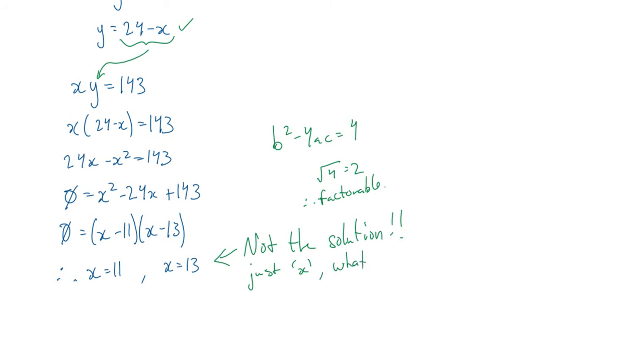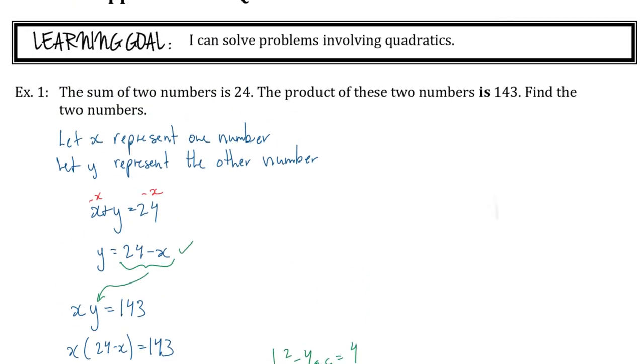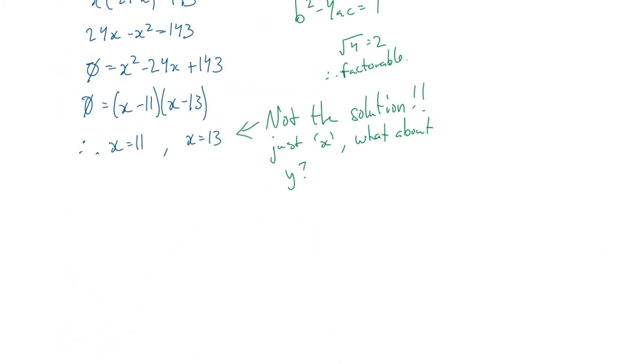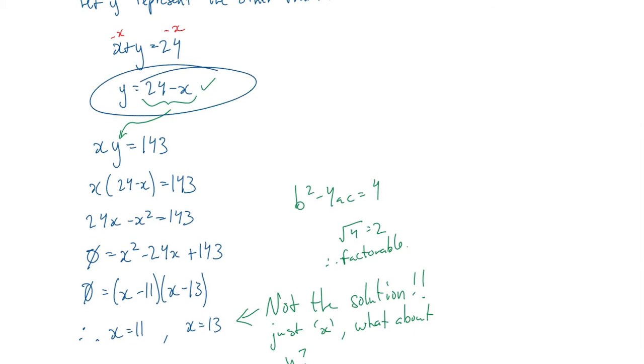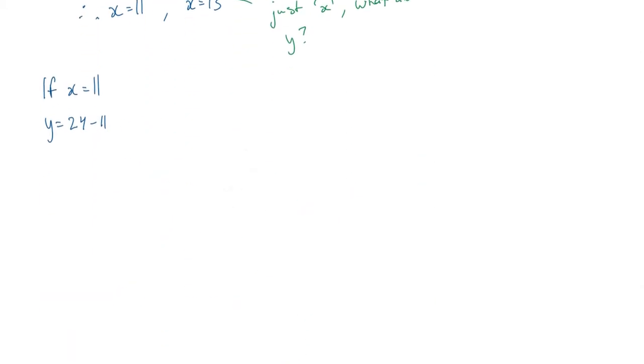What about y? Because we were supposed to find the two numbers. One of the numbers is x, the other number is y. All I've found is x. I don't have anywhere that says y equals. So I have to go ahead and find y, but watch what's going to happen. If x equals 11, then y equals 24 minus 11, because y is 24 minus x, right? We see that right here. y is 24 minus x. 24 minus 11 is 13.